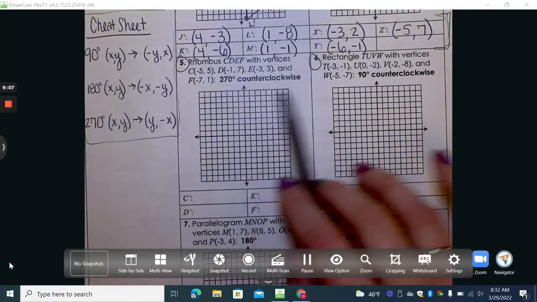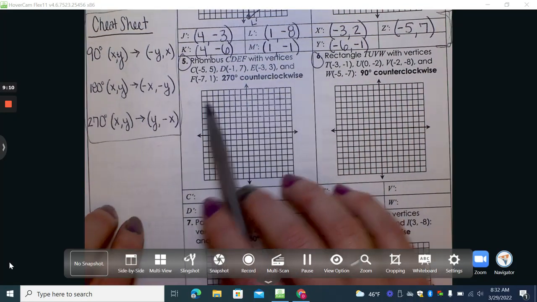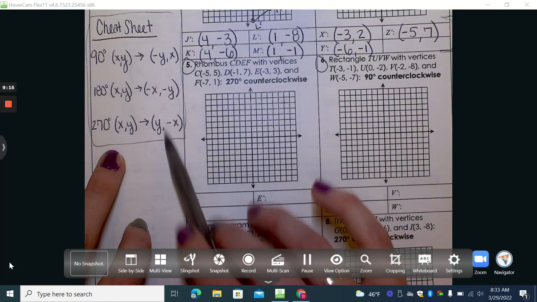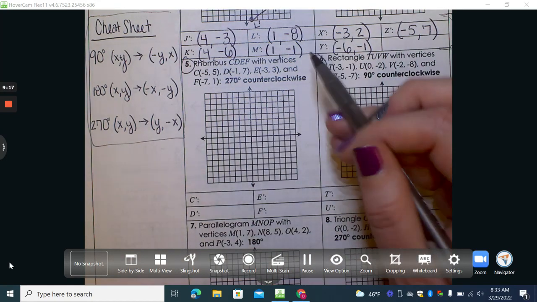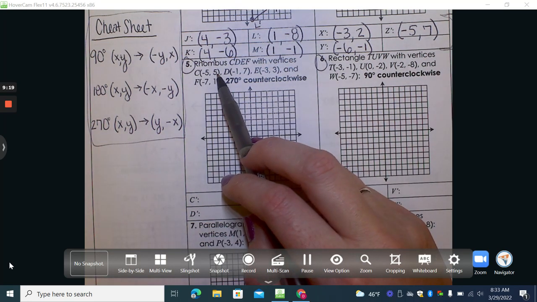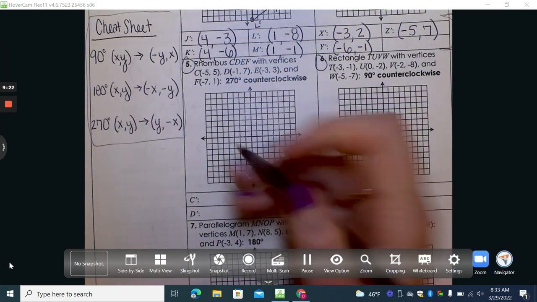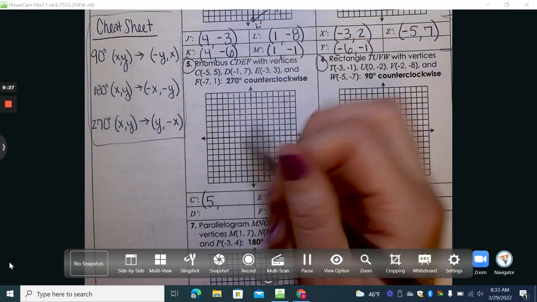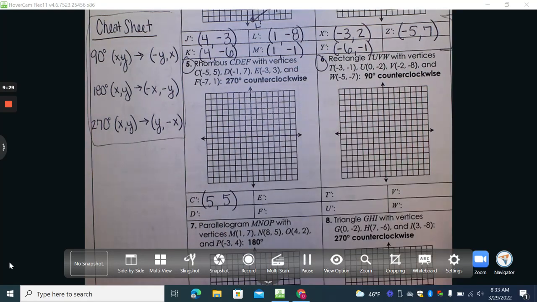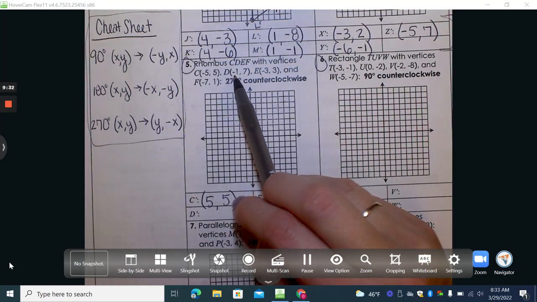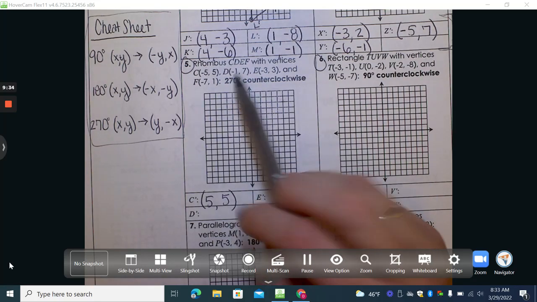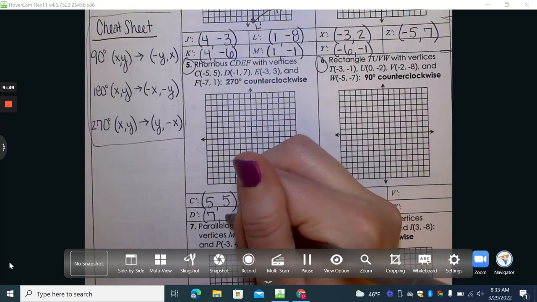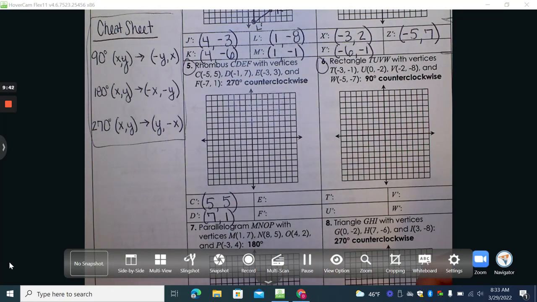If I'm doing a 270 degree rotation, my ordered pairs flip around and I change my sign on the X. So if I have -5, +5, they're going to flip around where I have 5 come first, but that -5 is now going to become a +5. D is -1, +7. They're going to flip. I'm going to put 7 first, but that -1 is now going to become a +1.